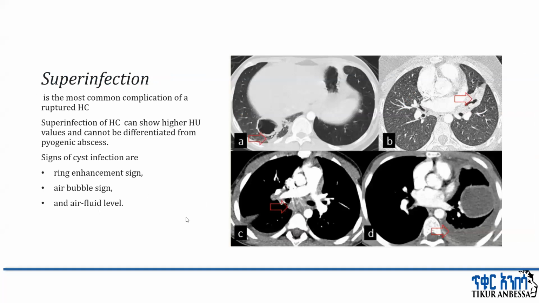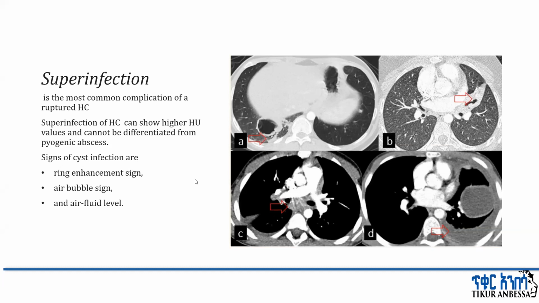Superinfection is the most common complication of a ruptured hydatid cyst. Most of the time the patient comes to the hospital due to infection. Incidentally the patient might be diagnosed with hydatid cyst, but usually the presentation is superinfection of the cyst, so they seek medical help in medical centers. So it's a common rupture. Superinfection of hydatid cyst shows high Hounsfield units and cannot be differentiated from pyogenic abscess. Remember this. You cannot differentiate it from lung abscesses.